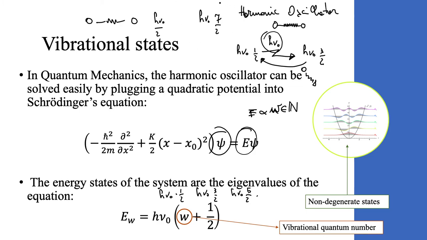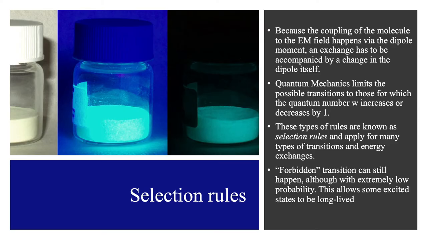If this molecule wants to go all the way to this energy state, it has to go first from hν/2 to hν 3/2, and then hν 5/2, and then hν 7/2, finally here. Sudden jumps cannot happen, like between multiple levels. You can only go from one level to the next one.